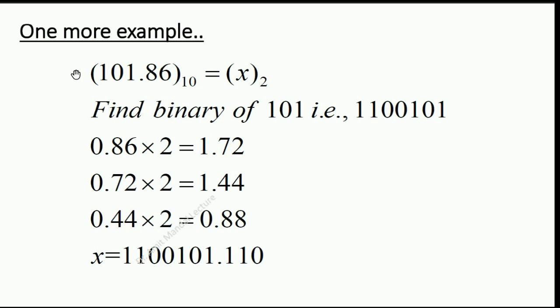One more example, suppose the decimal number is 101.86. So for 101 the binary number is 1100101 by this rule. Now take this 0.86. So 0.86 multiplied with 2, you will get 1.72. So 1 will be used for binary number representation. Now this 0.72 multiplied with 2, you will get 1.44. Now this 1 will be used for binary number representation. Now 0.44 into 2, you will get 0.88. So this 0 will be used for binary number representation. I am stopping here because I want to keep only 3 digits after the point in the binary number. So the relevant binary number will be, for 101, 1100101, then point 1 1 0. So this will be the relevant binary number for this 101.86 decimal number.